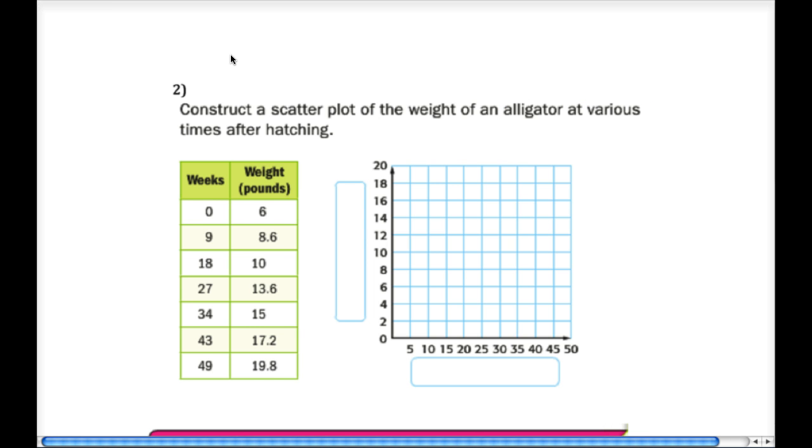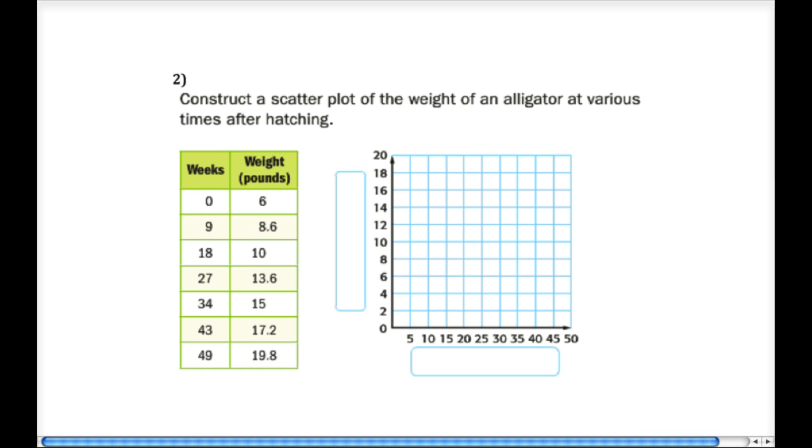All right. Construct a scatter plot of the weight of an alligator at various times after hatching. You guys know alligators came from apes? Yeah. That means they're not a mammal. They're a reptile. Very good. Okay. Learning some science here.